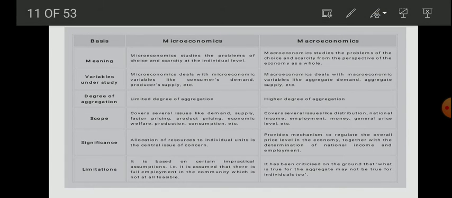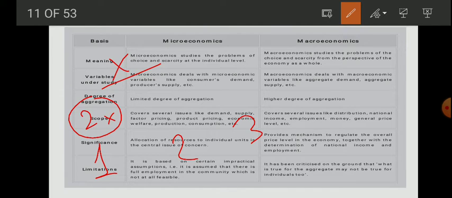Let me write it. Suppose there is a product X and there are persons 1, 2 and 3. Person 1 demands, suppose, 2 units of X. Person 2 demands 3 units of X and person 3 demands, suppose, 1 unit of X, clear. So individual demand means these 2 units, 3 units, 1 unit of X, separately.